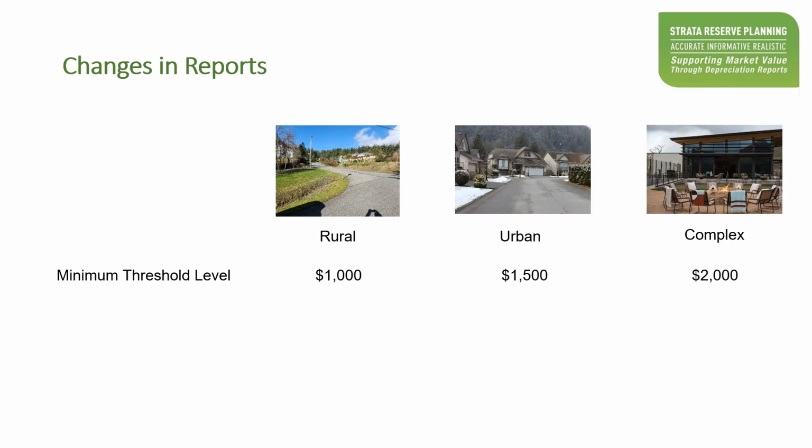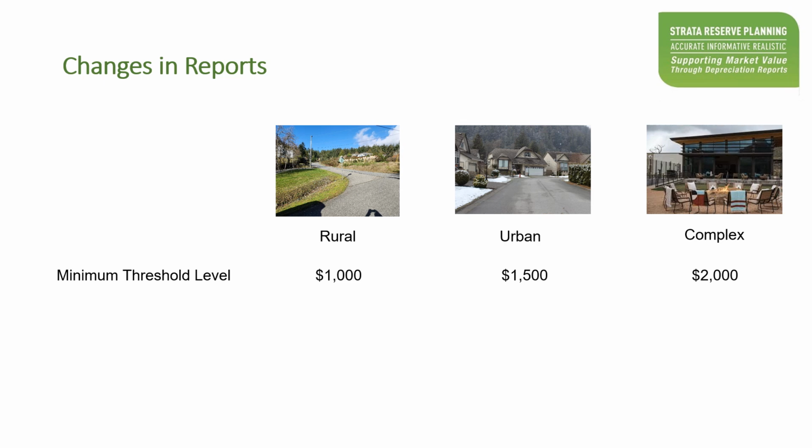At this point, I'm going to assume that you have gone through the earlier videos. Now, for the minimum threshold level, as was discussed earlier, it is 1% of the operating budget for that year, or $1,000 in a rural, $1,500 in an urban, and $2,000 in a more complex bare land subdivision.